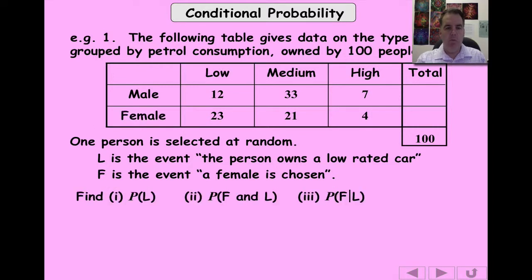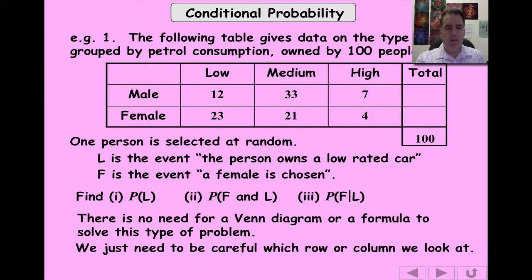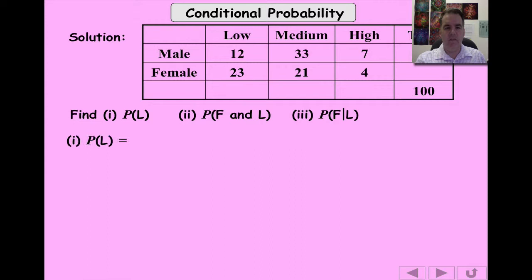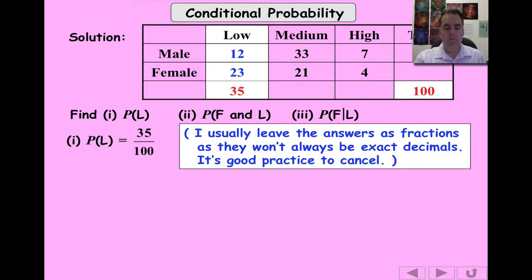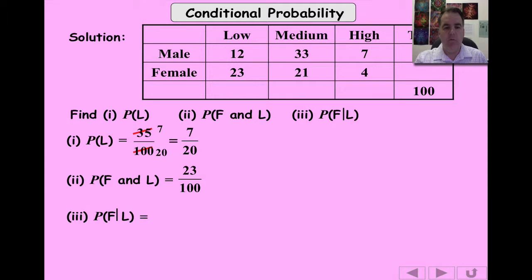We want to know what's the probability a person owns a low-rated car. We could draw a Venn diagram for this, but it's just easier doing the column totals and working it out. So 35 people own a low-rated car. The total number of people we surveyed was 100. So 35 over 100, you could simplify to 7 over 20, or you could write that as 0.35 as a decimal. What's the probability that the person we choose at random is a female and owns a low-rated car? Let's look at our table. There's 23 people out of a total of 100, so 0.23 for that one.